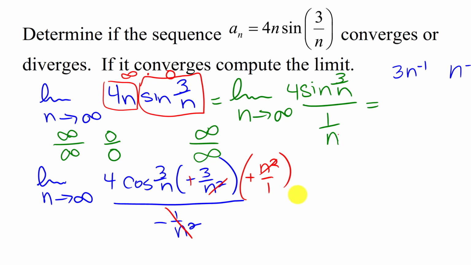So now let's see if we can take the limit of what we have left. We have this 4 times a 3, which is 12, and the limit as n goes to infinity of the 3 over n is 0, and the cosine of 0 is 1. So this converges, and it says if it converges, compute the limit, and the limit is 12.